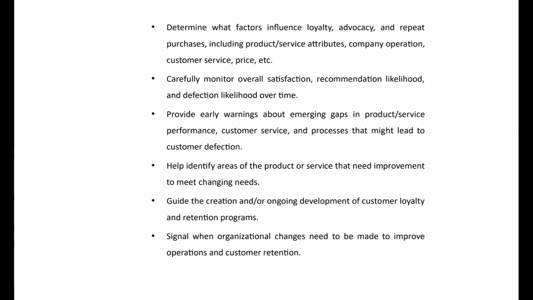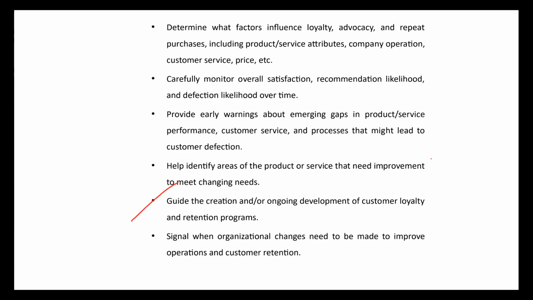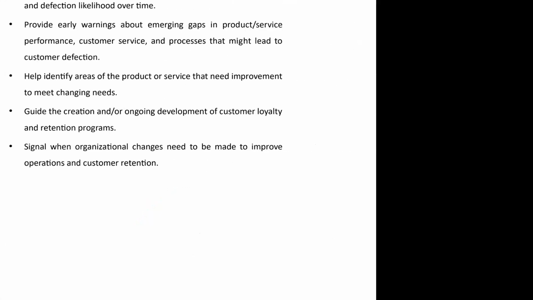The goals are also to help identify areas of the product or service that need improvement to meet changing needs. It is also the goal of these studies to guide the creation or ongoing development of customer loyalty and retention programs, and to signal when organizational changes need to be made to improve operations and customer retention. Those are some of the main goals of these kinds of studies.